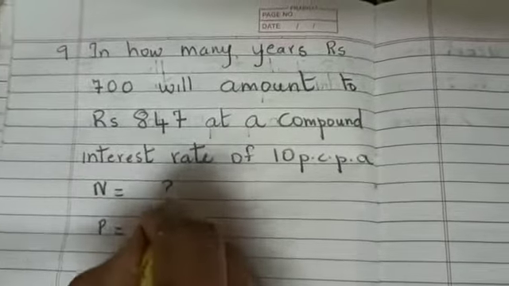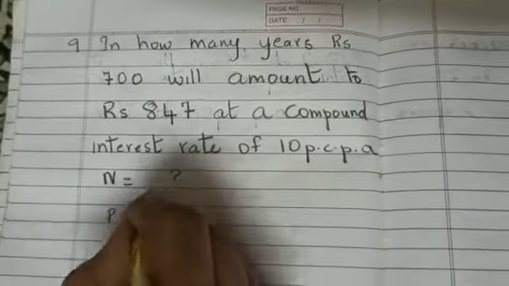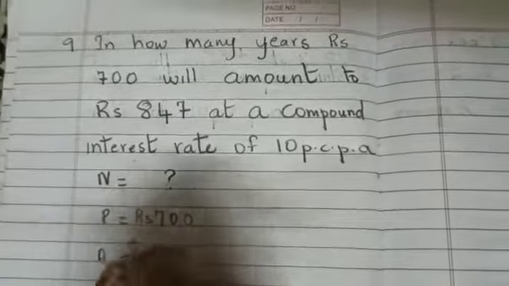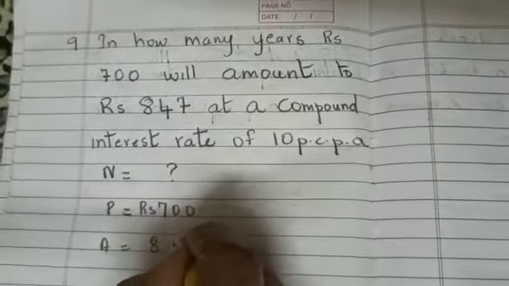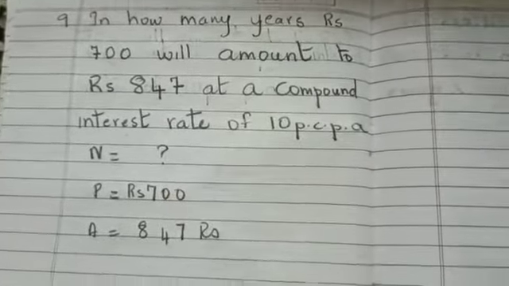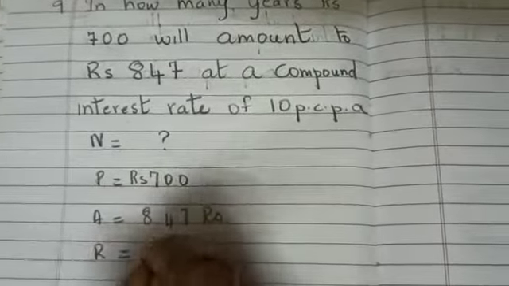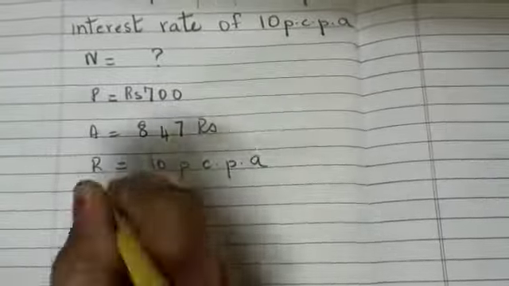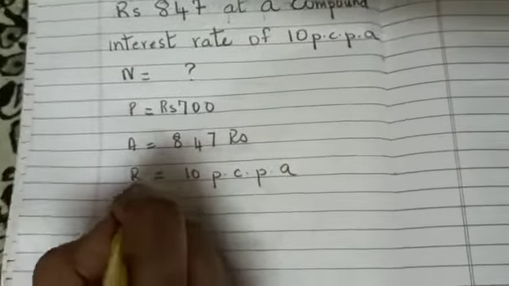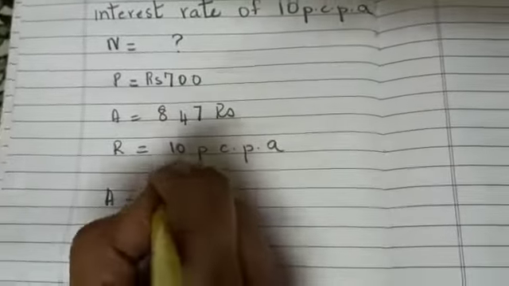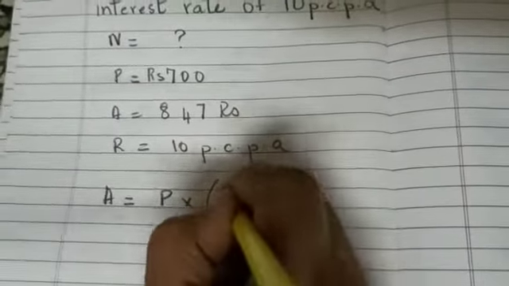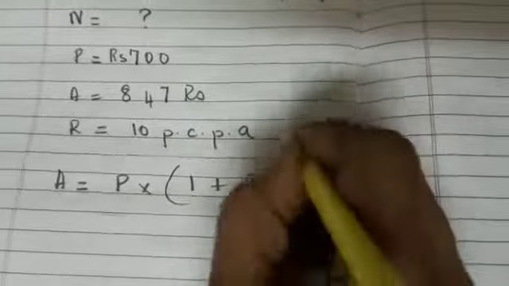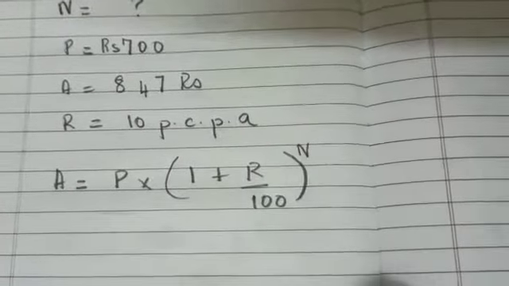Principal is equal to 700 rupees. Amount is equal to 847 rupees. And R is equal to 10% per annum. We are using the formula A is equal to P in bracket 1 plus R upon 100, the whole raised to the power of n.